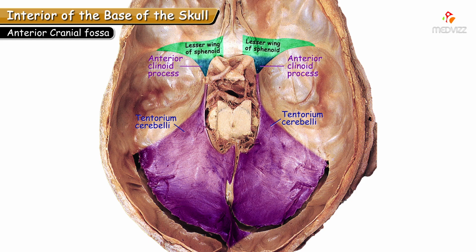If we see the picture of the tentorium cerebelli, the rest of the anterior free margin, which is present in between the anterior clinoid processes, makes a notch called the tentorial notch, which is related to the midbrain of the brainstem. So these are the important features of the anterior cranial fossa.